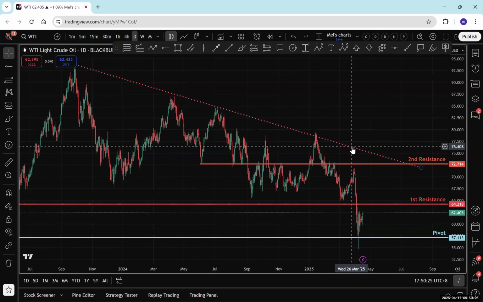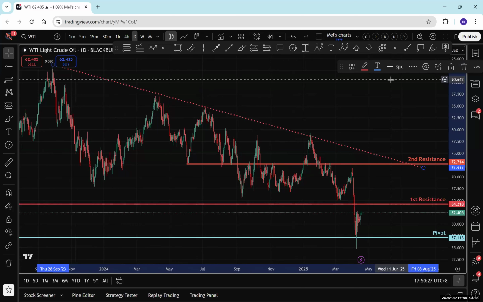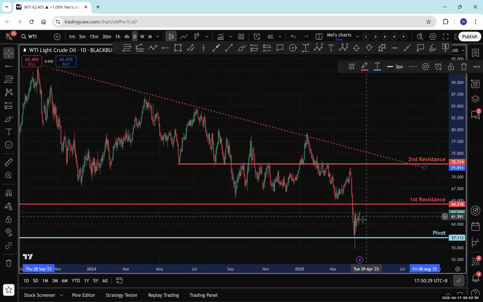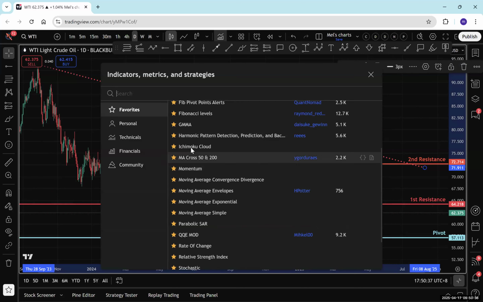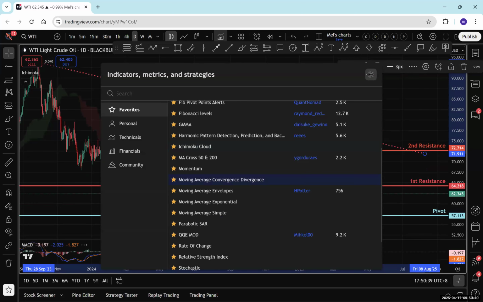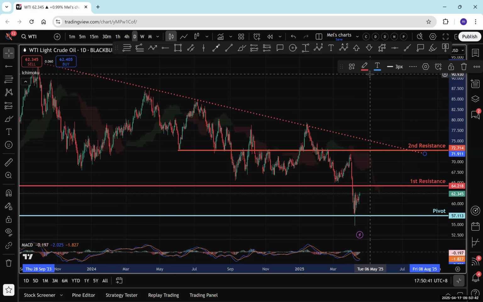Okay, I'm gonna remove this descending trend line because it might be a little bit confusing since we are generally following trend and here it's giving us a bit of an uptrend. But also let's look at our indicators to see what they say. Okay, it's all pretty bearish.